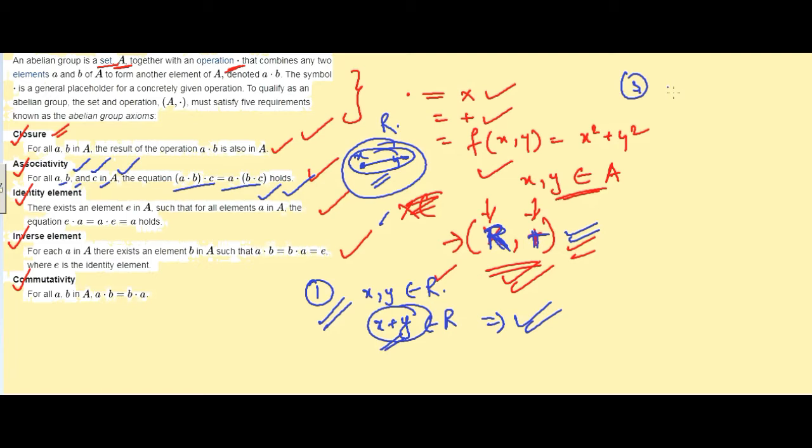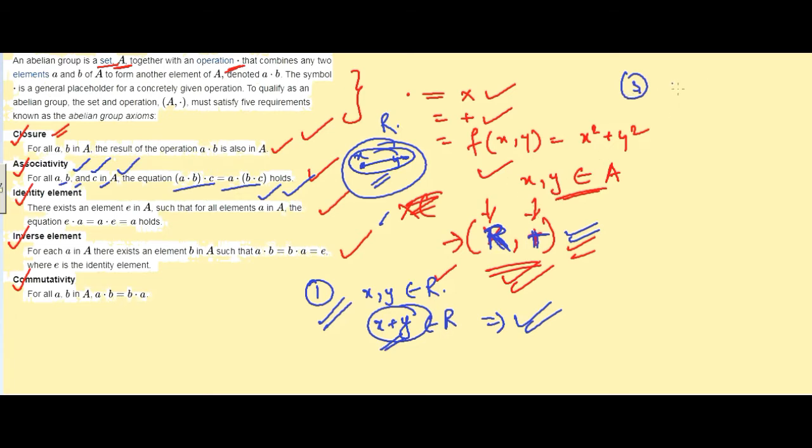So what do we mean by identity element? The identity element is an element which is operated with any element of that given set, and after the implementation of the operation, the resultant will be the element itself. So let's try on the real numbers.